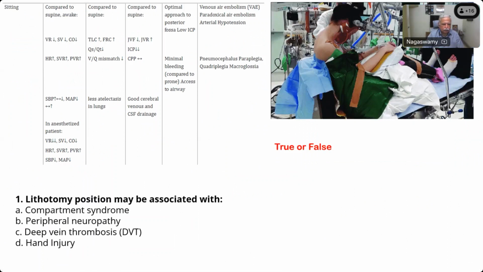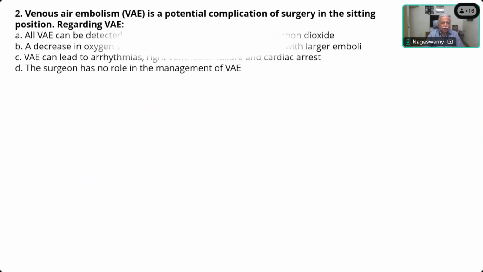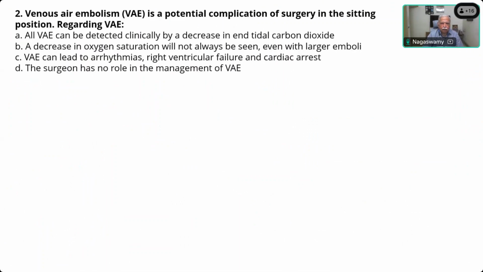Lithotomy position may be associated with compartment syndrome, peripheral neuropathy, deep vein thrombosis, and hand injury. Which are the answers which are true, which are the answers which are false? A, B, C, true, sir. All are true or all are false? All are true, sir. Correct. All are true. You can have compartment syndrome, you can have peripheral neuropathy, you can have DVT, and you can have hand injury also, because the hand sometimes gets stuck between the table and the head. Then venous air embolism is a potential complication in surgery in the sitting posture.